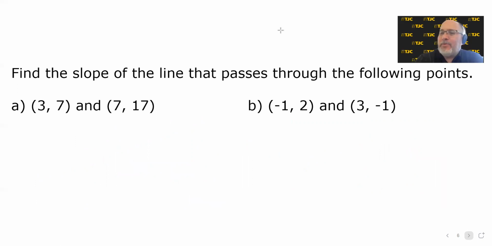We're going to work 4 examples, and that'll be the end of this video. Find the slope of the line that passes through the following points: 3, 7 and 7, 17, and -1, 2 and 3, -3. I invite you to pause the video and see if you can calculate the slopes, but at the end, I'm going to ask you, what do these slopes mean about these lines? So go ahead and pause the video if you haven't already.